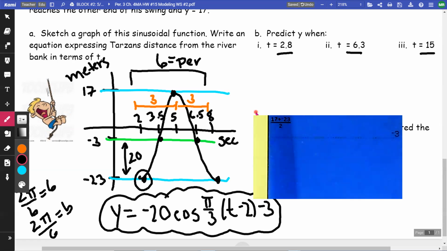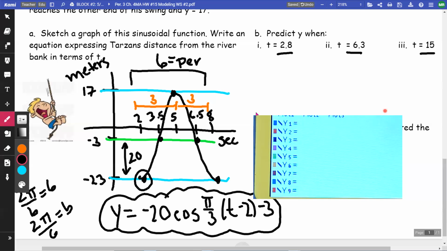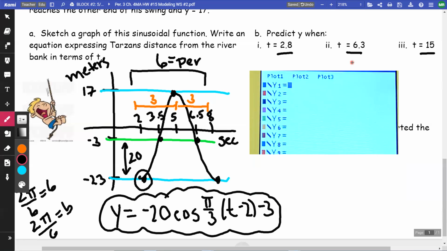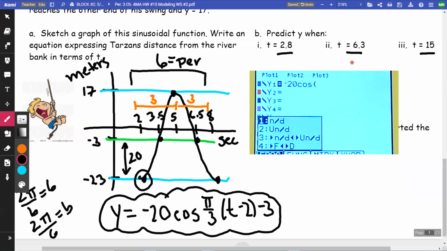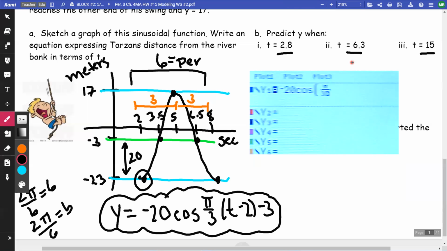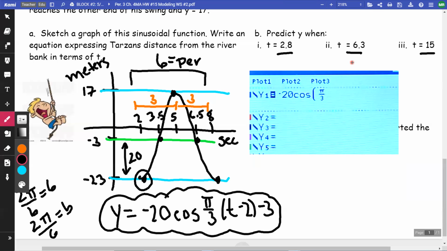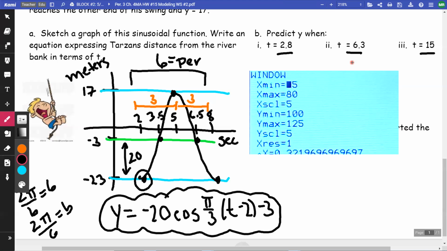So I'm going to put this into my calculator. I'm going to go to the y equals. I'm going to start fresh, clear everything. Okay. And so I'm going to be putting in negative 20 cosine of pi over 3, times x minus 2, minus 3. And I'm going to go to the window and adjust it for this.